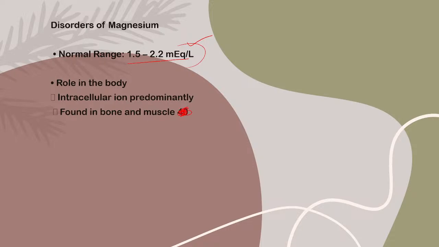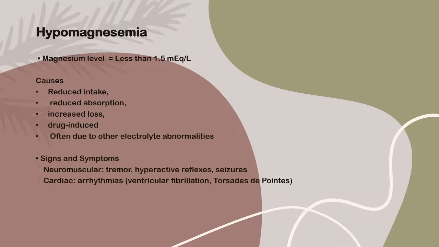So next we would be talking about hypomagnesemia, that is decreased magnesium, that is less than 1.5. So the causes of hypomagnesemia are reduced intake, either the intake of magnesium is less, or intake is adequate but absorption is less, or there is increased loss, either drug induced or often due to other electrolyte abnormalities. Sometimes, secondary to another electrolyte abnormality, hypomagnesemia may occur.